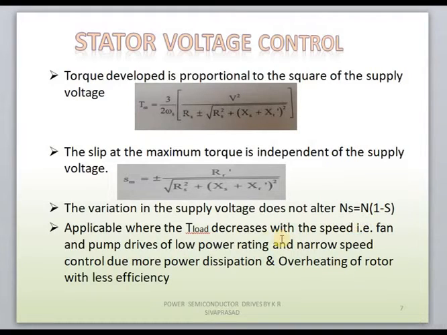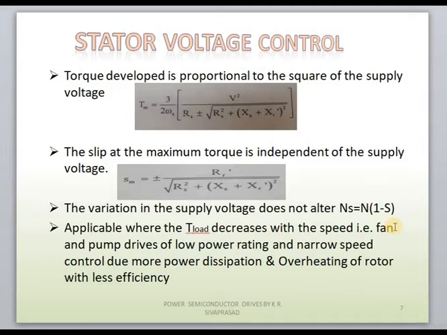And the last point, the fourth one, is that this type of control scheme, the stator voltage control scheme, is applicable for small rated machines, low power rating and narrow speed control methods, because the torque and speed relations are inversely proportional. For example, if you consider a fan load, the torque is inversely proportional to 1 by n square. That is, the torque is proportional to 1 by n square.